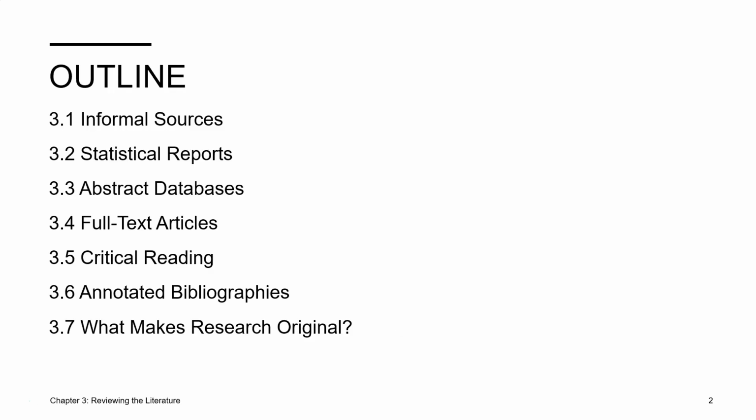Here's an outline of the chapter. Section 3.1 covers informal sources. Section 3.2 covers statistical reports. Section 3.3 covers abstract databases. Section 3.4 covers full-text articles. Section 3.5 covers critical reviewing. Section 3.6 covers annotated bibliographies. And Section 3.7 goes over what makes research original.